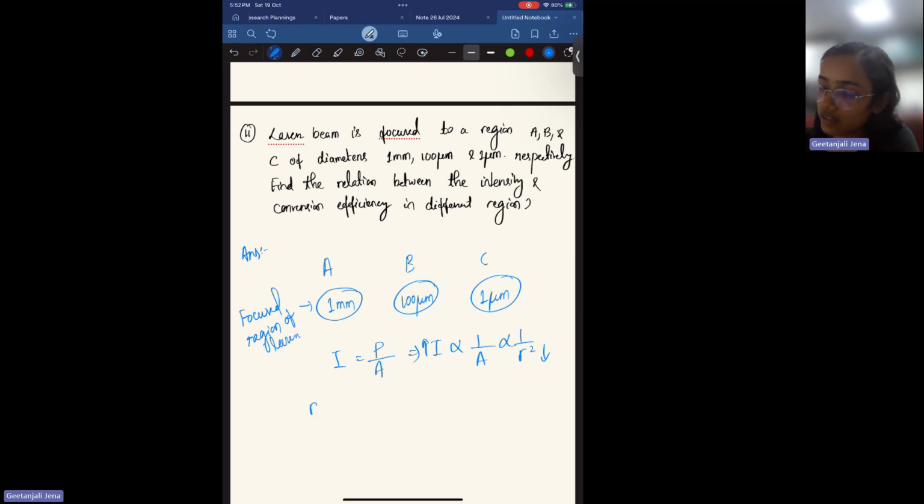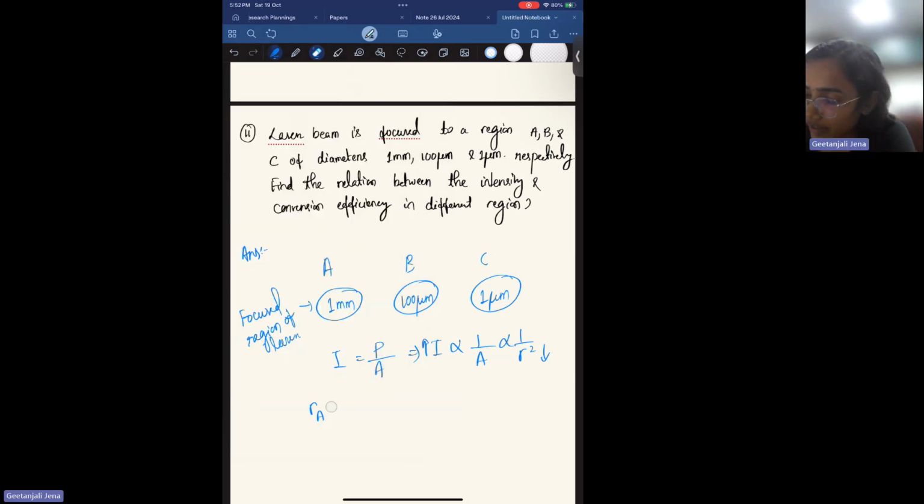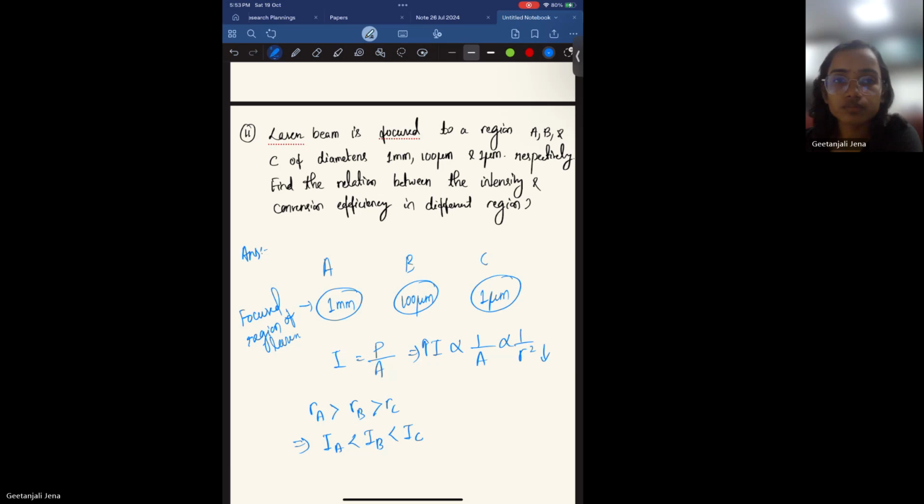So that means R_A is greater than R_B, greater than R_C. So that means the intensity of A is less than the intensity of B, less than the intensity of C. This will be the first relation.